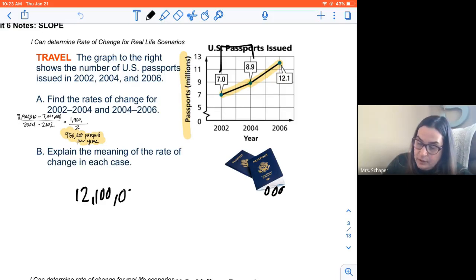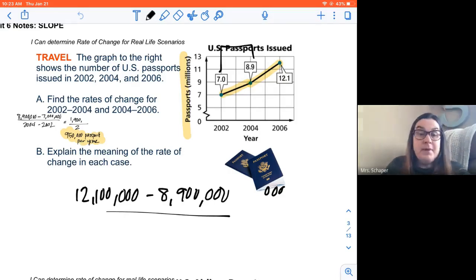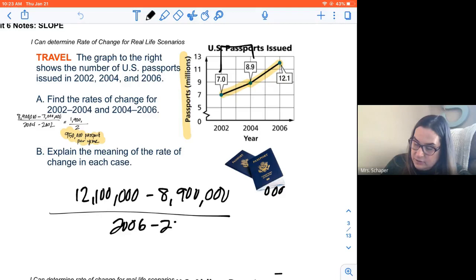Now, from 2006 to 2004, we've got 12,100,000 minus 8,900,000, because again, our passports are in millions. It's important to write that number out. And that's going to be divided by 2006 minus 2004. So it's a difference of 2 years.